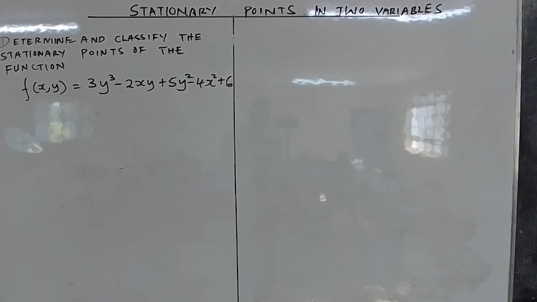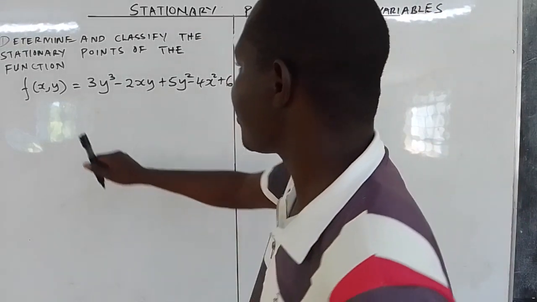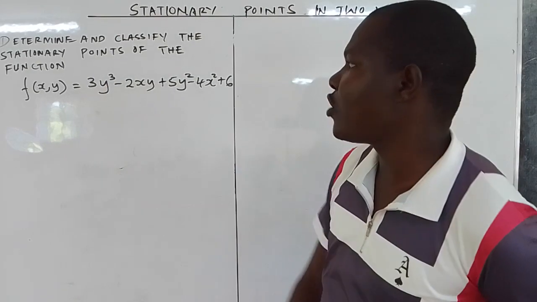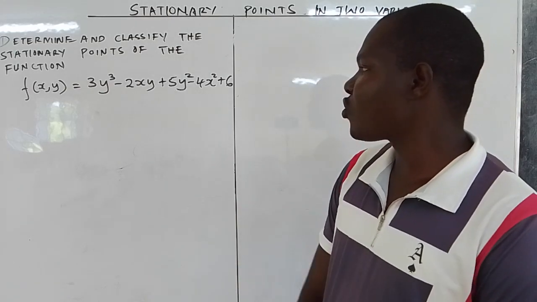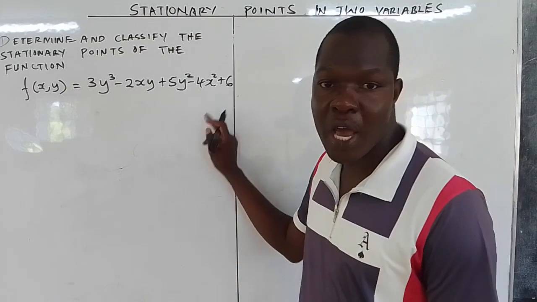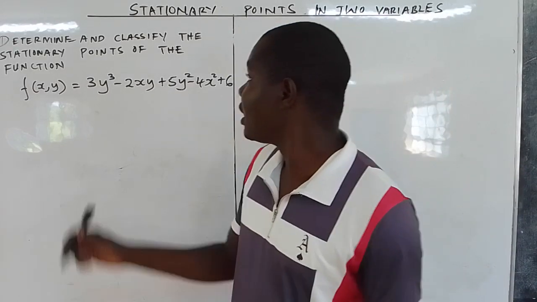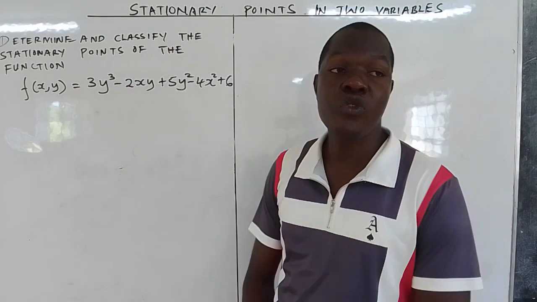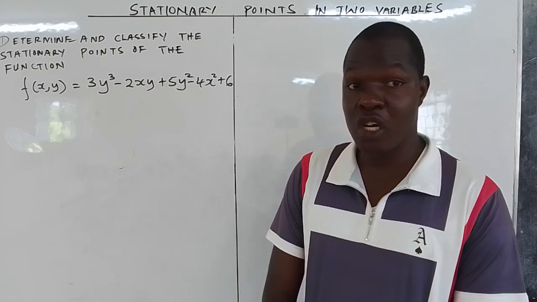Now, the first example, under stationary points in two variables, you'll be told to determine and classify the stationary points of the function f of x, y equals 3y cubed minus 2xy plus 5y squared minus 4x squared plus 6. Now, for you to determine the stationary points and classify their nature, the first thing you need to get are those 6 partial derivatives, isn't it? You have to determine those 6 partial derivatives.